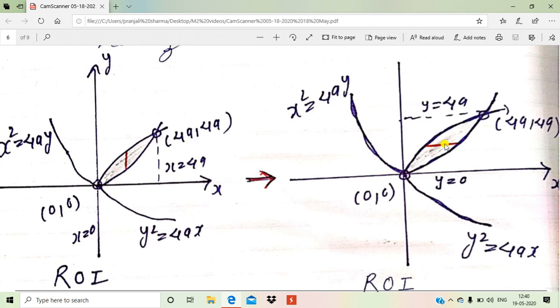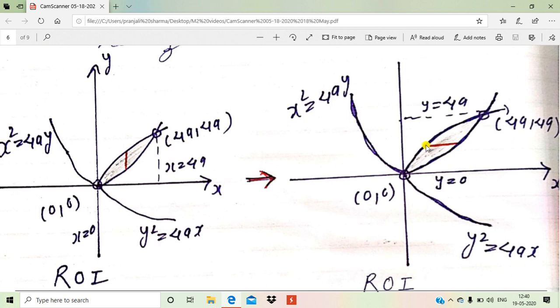Now instead of deciding the limit of y, the strip will decide the limits of x. So this will be the lower limit of x, and this will be the upper limit of x. Here the strip touches the curve y square is equal to 4ax. So this will be the lower limit of x, and from this equation the value of x will be x is equal to y square by 4a.